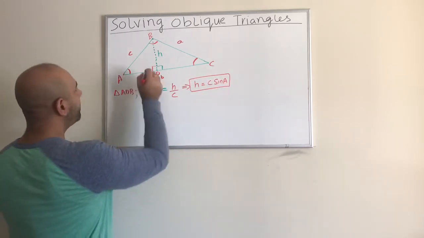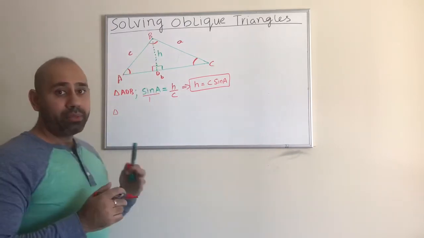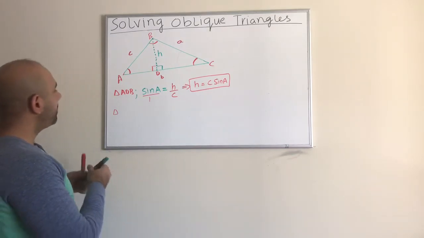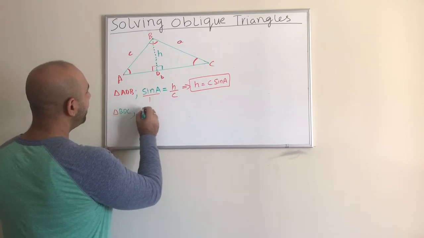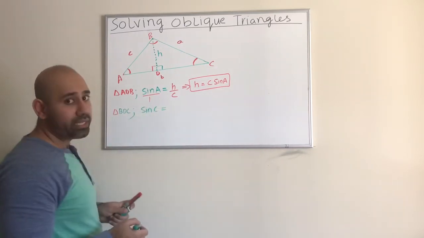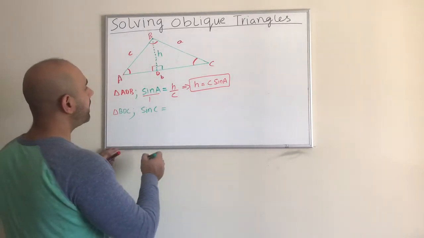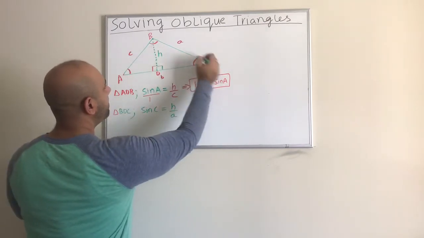Guys, then let us look at the other right triangle, because when we drop this perpendicular, we were able to divide this oblique triangle into two right triangles. So let us look at this other right triangle BDC. Guys, in this right triangle, what is sine of C? We can use the basic definition for the sine ratio. Sine is the opposite over hypotenuse. So sine C is going to be H over A, because we are looking at this right triangle.